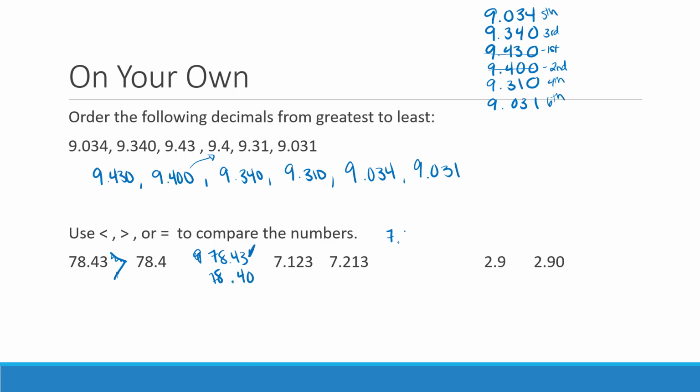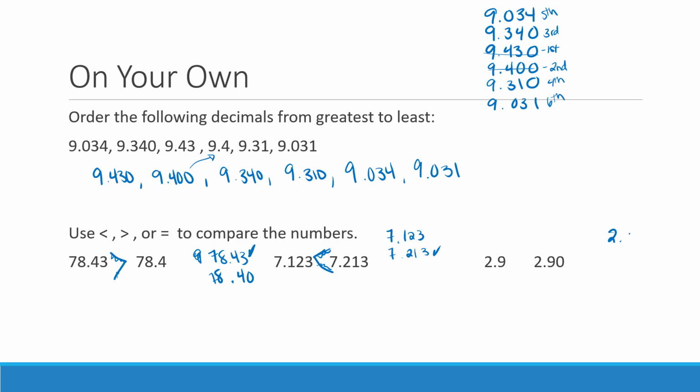Now this one I've got 7.123, I've got 7.213. They tie in the whole number, but in the tenths place, this one has a 2 and this one has a 1. I don't even need to look any further. The 2 automatically wins. So remember, the alligator eats the bigger number. I know he's going to eat this guy here. So 7.123 is less than 7.213.